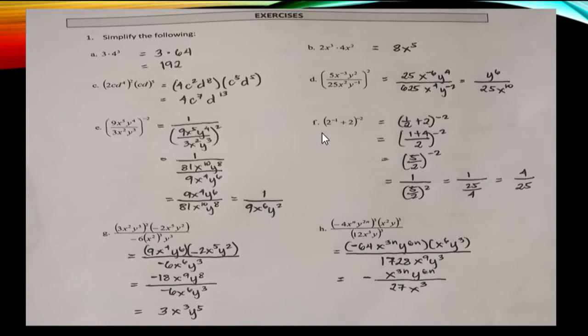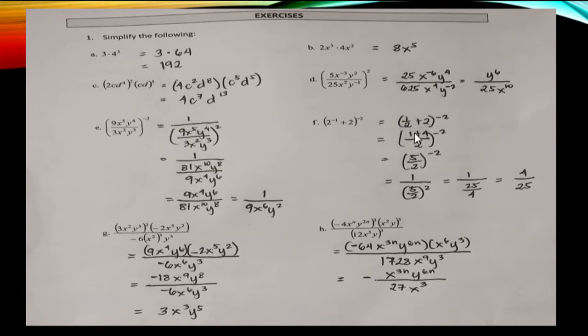Next, f. 2 to the power of negative 1 plus 2, quantity to the power of negative 2. Again, kung naa tay negative exponent, 2 to the power of negative 1, that is 1 half. Plus 2, quantity to the power of negative 2. We will just simplify first ang nasa sulod sa parenthesis. Since pwede naman siya ma-simplify.